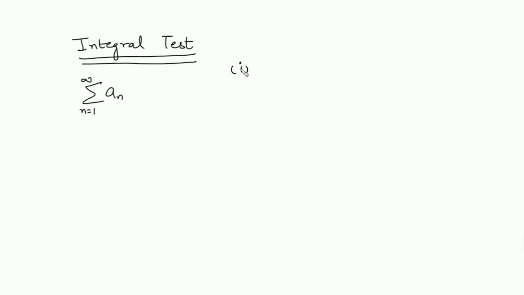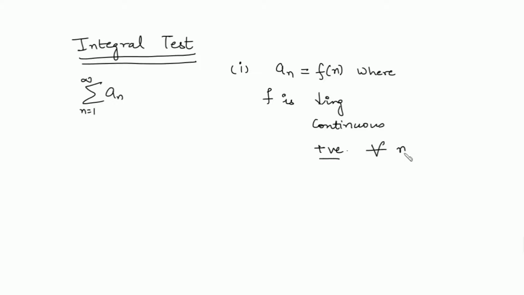The first one is the terms of this series can be written as a function where this function is decreasing, continuous, and positive for all n varying from 1, 2, 3, and so on. So you have a series whose behavior we need to check.